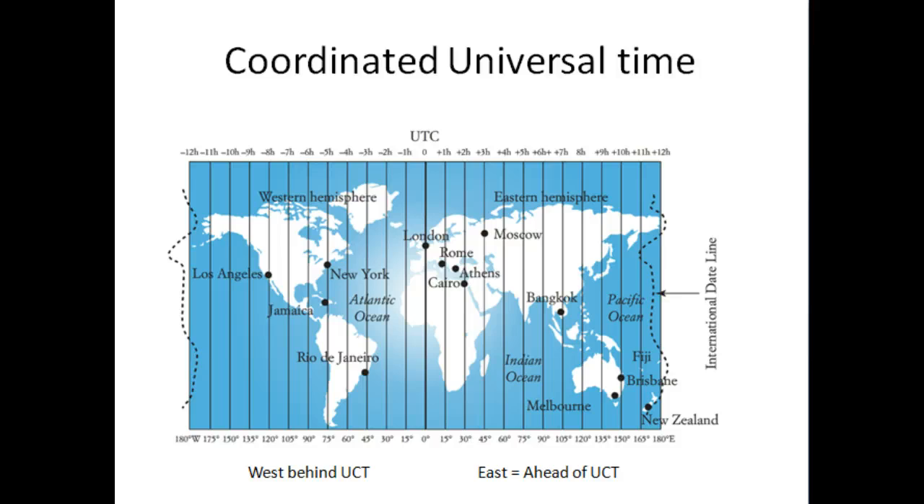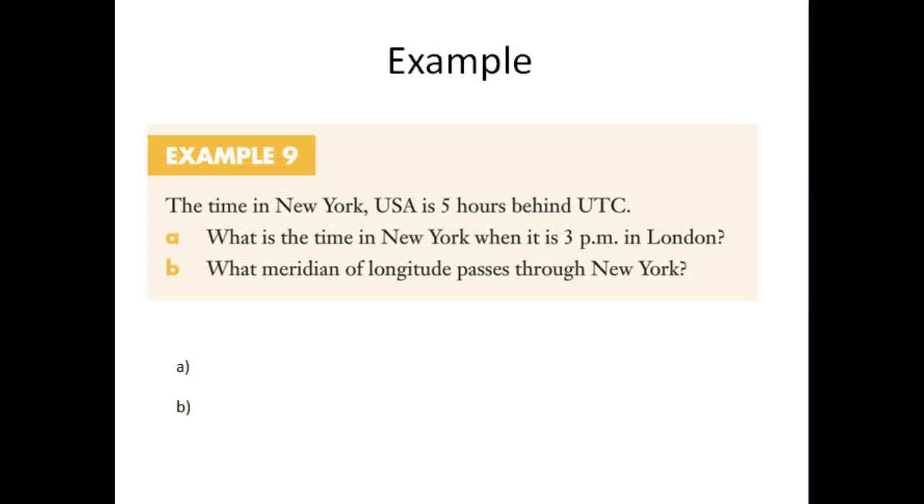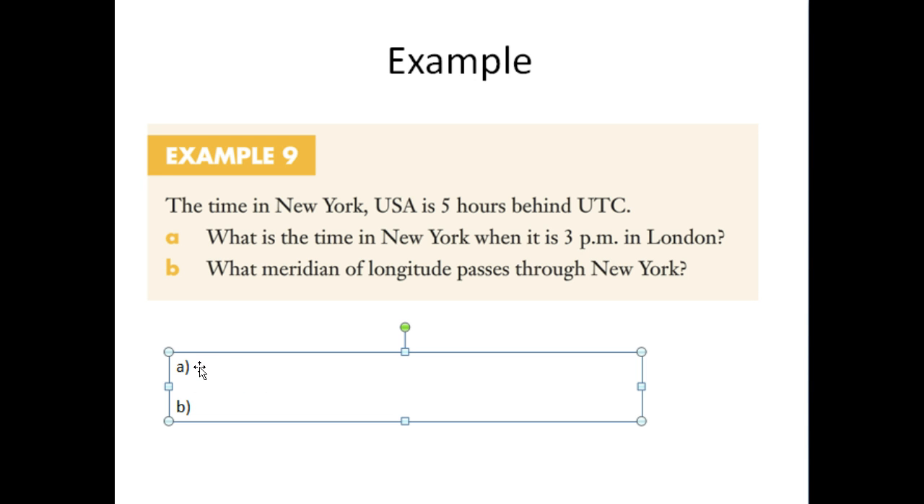Let's get into some examples. The first one here: the time in New York, USA, is 5 hours behind the UTC. What is the time in New York when it is 3 p.m. in London? For this question, all I need to do is 3 p.m. minus 5 hours, which gives me 10 a.m.